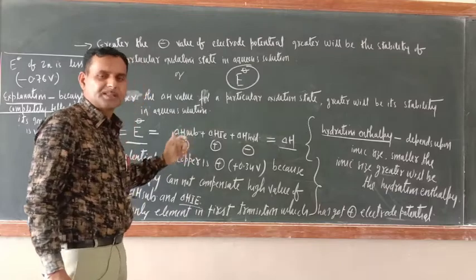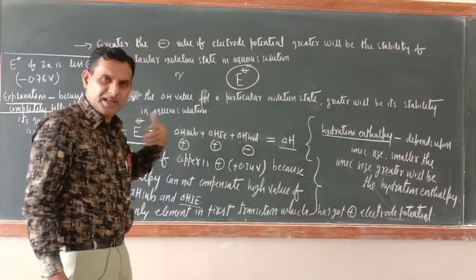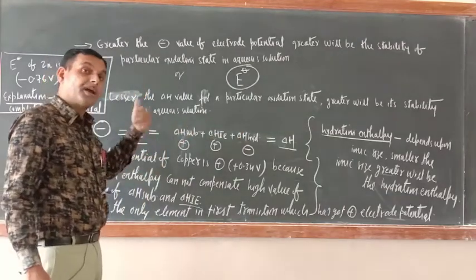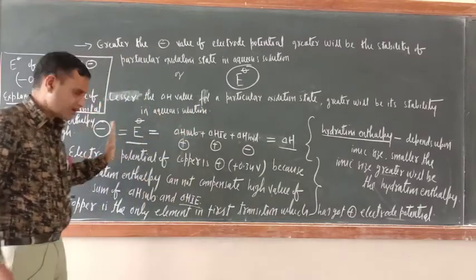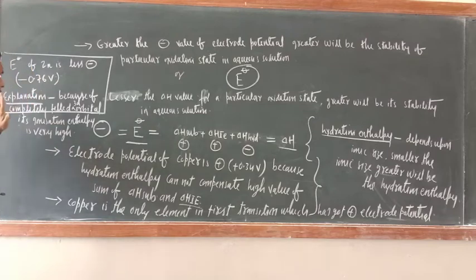What is the meaning of less negative? Near to the positive. More negative means away from positive. Correct or not? So these are the reasons for the less negative electrode potential value of zinc.